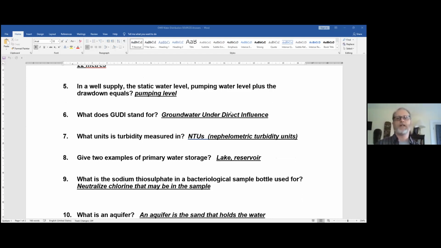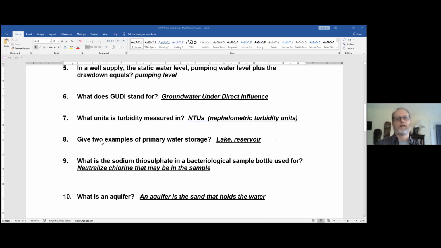We just reviewed grouting again, groundwater under direct influence. The units that turbidity is measured in. Remember, turbidity is actually a measure of the water's ability, through the particles there, to reflect light. So nephelometric turbidity units. The lower the number, the better. Two examples of primary water storage. So a lake or a reservoir. Could be a stream.